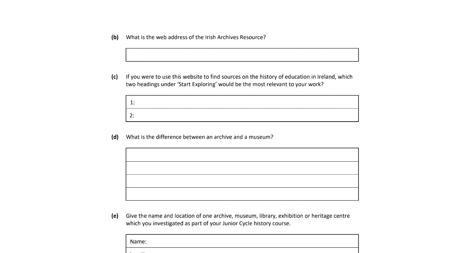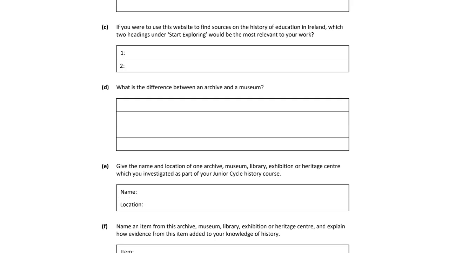I was going to bring your attention down to this question here, D: what is the difference between an archive and a museum? Now, you're given 4 lines to answer here. So if you're given between 4 and 6 lines, it's safe to say that that question is probably worth 6 marks. Now, last year's Junior Cycle paper and the sample one, which I'm using here, don't have the marks actually printed with the questions. Let's hope that yours in June will have the marks beside it.